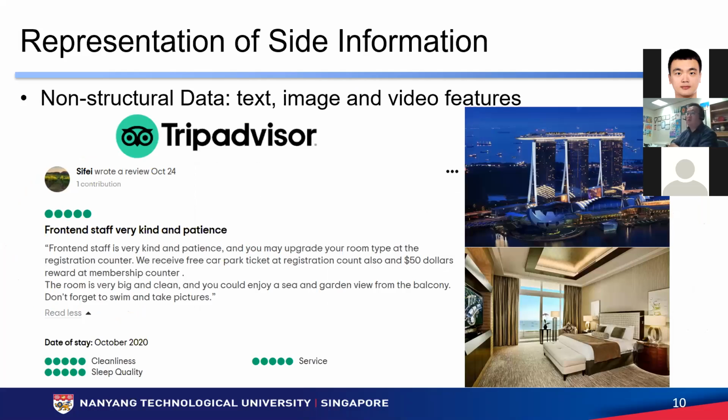And for the non-structured side information, there could be text, images, and videos. For example, the text could be textual reviews provided by users, because platforms like TripAdvisor allow users to provide detailed textual reviews about, for example, a hotel. And this textual review provides more details about the different aspects of the hotel and about the services. And there could be images about the hotels, like the hotel room. And also there could be videos as well. These are non-structured side information, and they could also be leveraged to cope with the data sparsity and cold start problem.